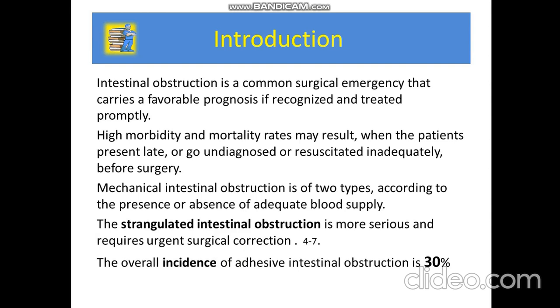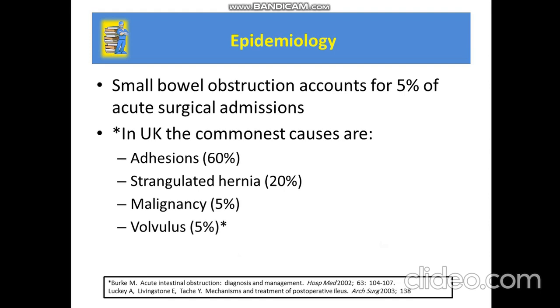The overall incidence of adhesive intestinal obstruction is 30 to 40%, which is quite a good ratio. The most common cause of intestinal bowel obstruction is adhesion, 60%, followed by strangulated hernias. The two most common things causing small bowel obstruction are adhesions and hernias, followed by malignancy and volvulus.